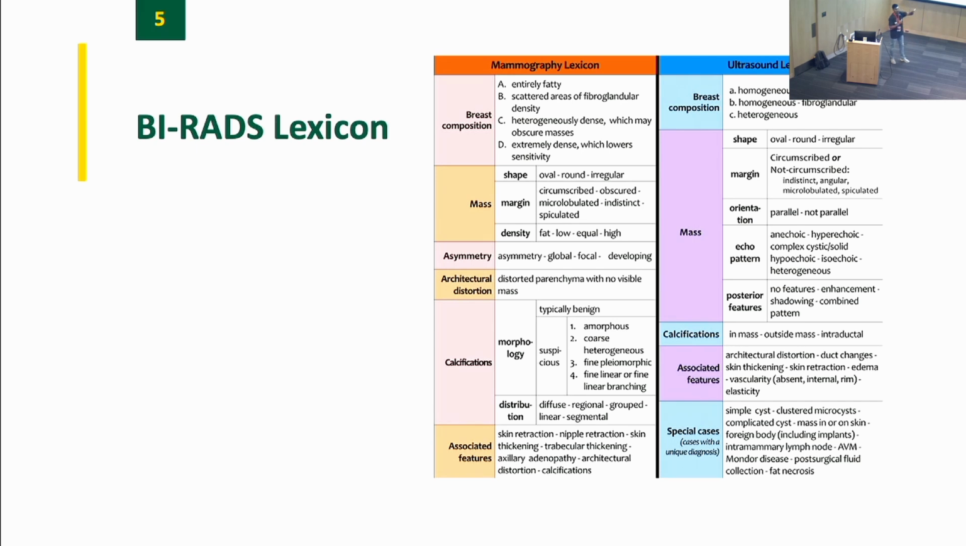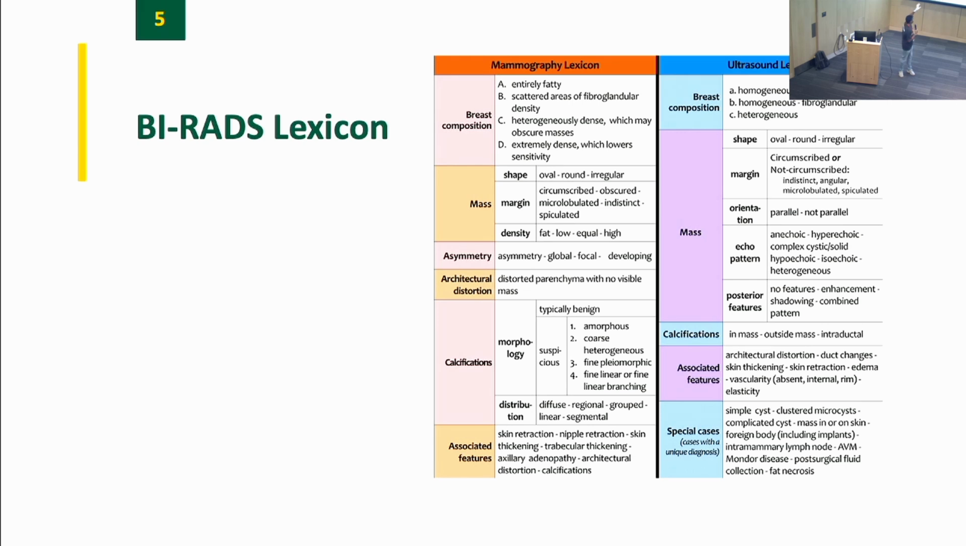Calcifications: what pattern are they in? What shape are they? How big are they? What distribution are they in? Do they follow the distribution of ducts? Do they look coarse? Do they look pleomorphic? You don't have to worry yourself about the nuances between these besides to know that this exists. This language or lexicon exists and it's detailed in the data set, and certain findings are buzzwords for cancer.